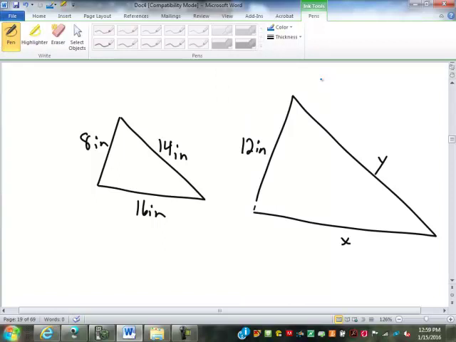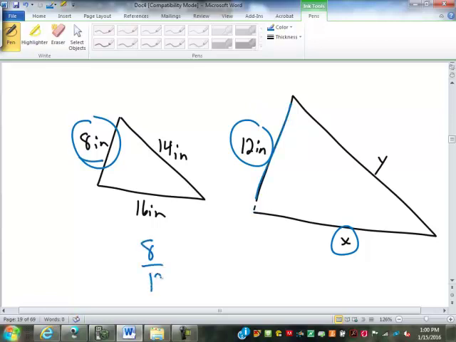How would I find the size of side X, the length? Okay, I need to find two corresponding sides that we know the length of in both triangles. Do we have that pair? Yeah, 8 and 12, they're the same side. The 8 is before the enlargement, and of course the 12 is after the enlargement. So we have that relationship. 8 goes to 12. The 8 became the 12.